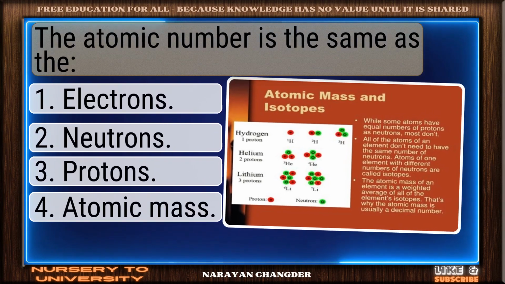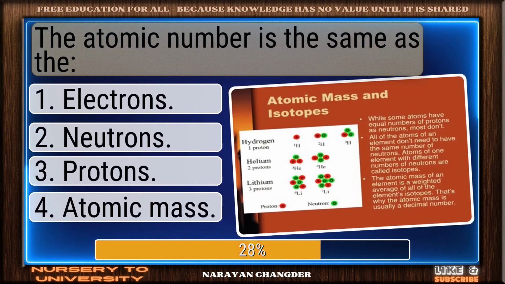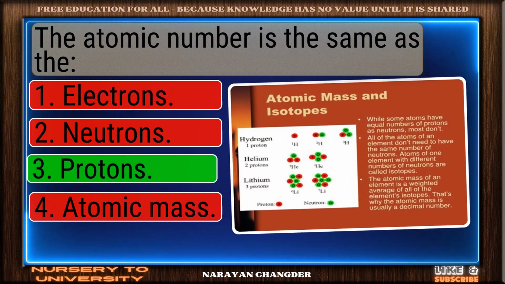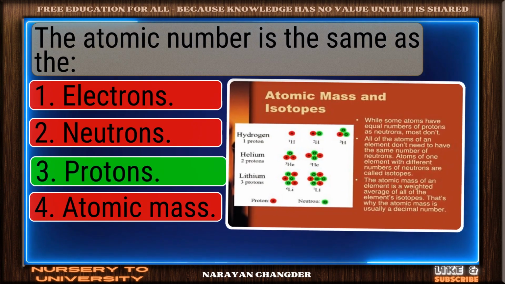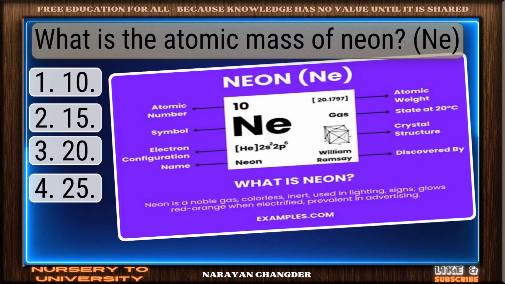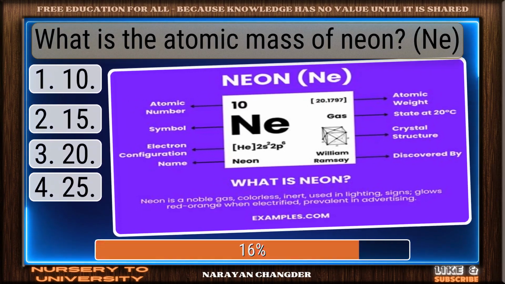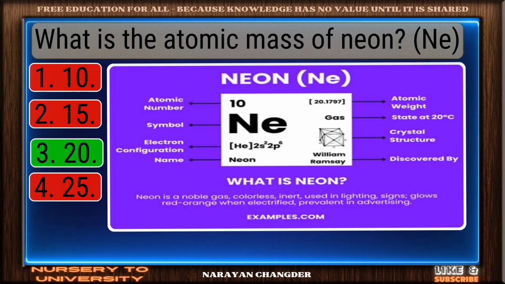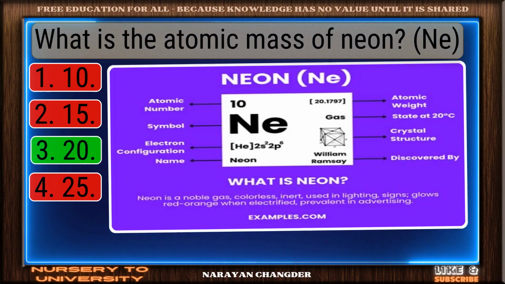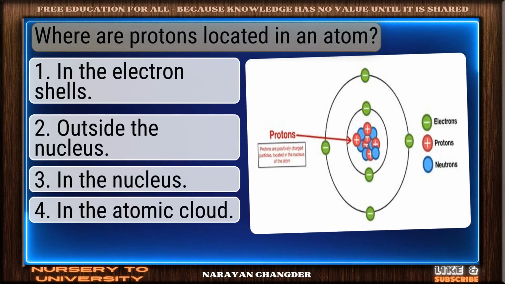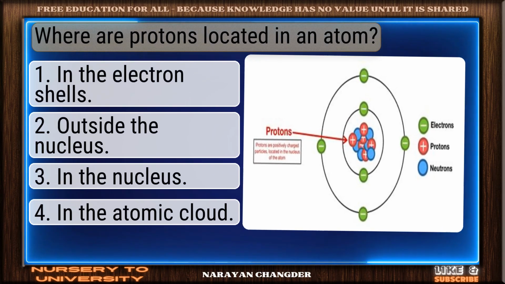The atomic number is the same as the... Sharp thinking. Protons is the right choice. What is the atomic mass of neon? Nicely done. 20 is a solid answer. Where are protons located in an atom?